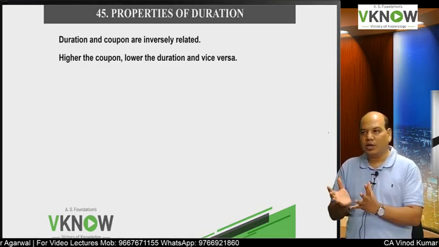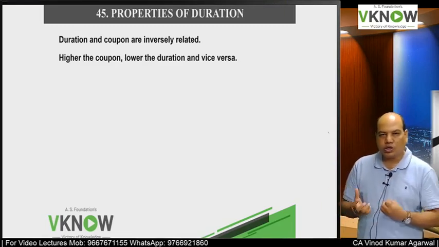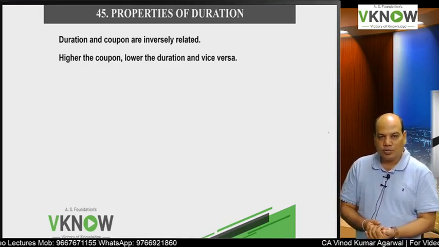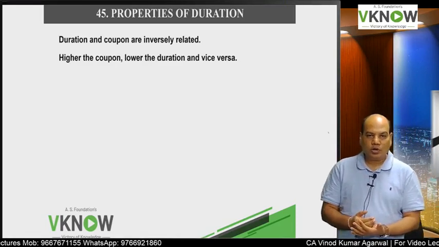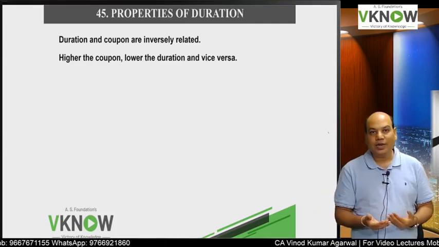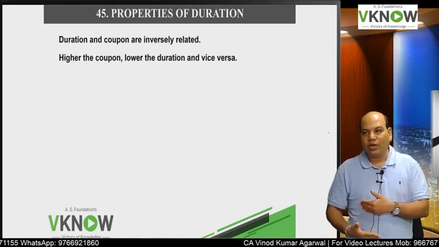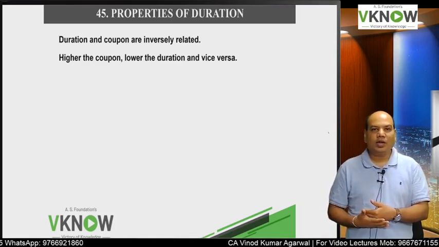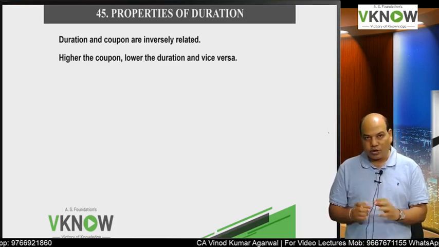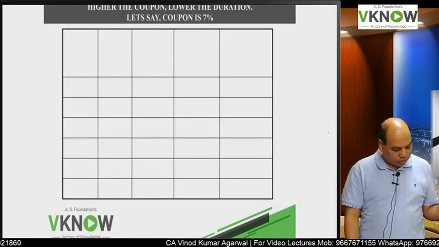If coupon rate is high, you will get more cash flow. If you get more cash flow in earlier years, the weightage of earlier years goes up and therefore your duration is lower. But if the coupon rate is low, you get less cash flows, and therefore less weightage in earlier years, so the duration is higher. So there is an inverse relationship. There is a question in your book, question number 45.